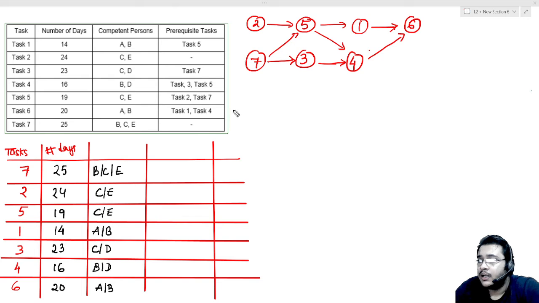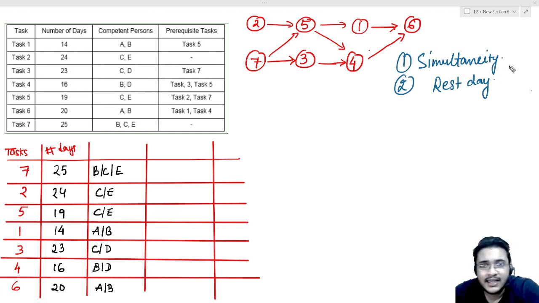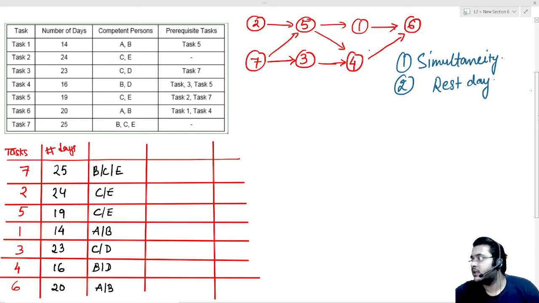So there are two things I want you guys to understand very clearly. The first one is simultaneity. And please forgive me if the spelling is wrong. Simultaneity. And the second one is the rest days. So these are the two things that you have to pay real attention to. And why do I say that? Because if you do not take rest days into consideration, you might end up jotting down more number of days than what is required.